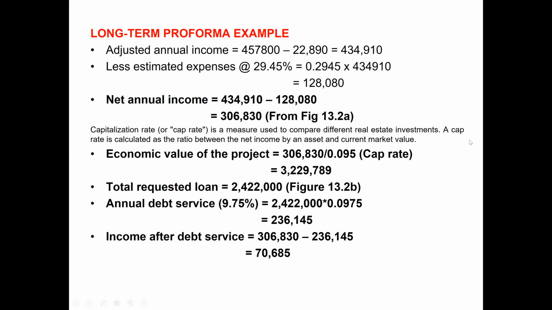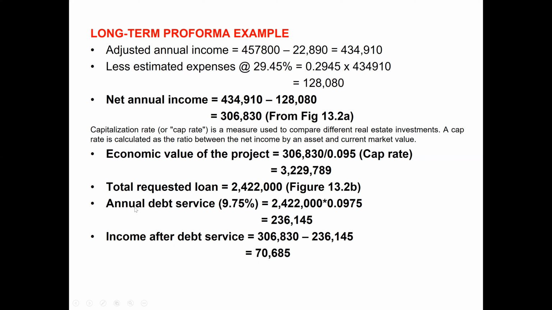Now what I said before, the capitalization rate is a measure used to compare different real estate investments. A capitalization rate is calculated as a ratio between the net income produced by an asset and the current market value. Here we assume it's 9.5%. If we divide this net income by this capitalization rate, the economic value of this project will become 3,229,789.